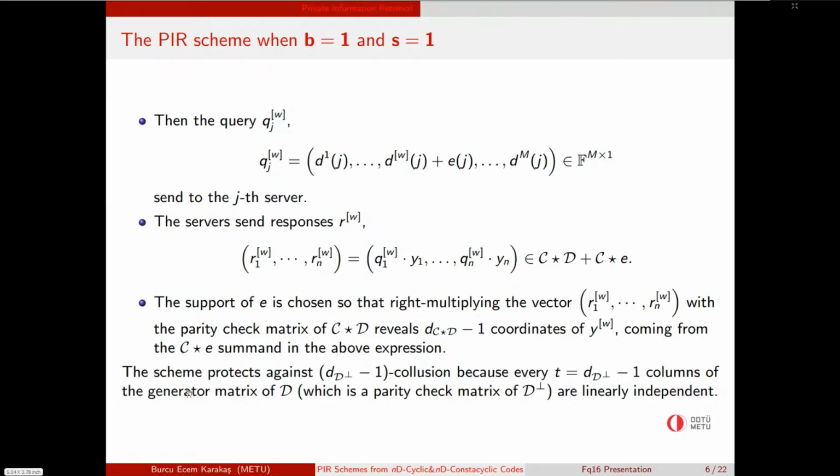Then the code retrieved by multiplying by some parity check matrix of C should produce D. After that, the data is retrieved.